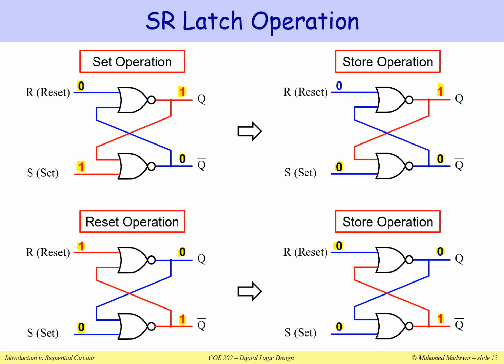So now R equal to 0 and S equal to 0 can give you two possible outputs. It can give you Q equal to 1 and Q bar equal to 0, or it can give you Q equal to 0 and Q bar equal to 1, depending of course on the previous operation. So RS equal to 0, 0 is known as the store operation, and it does not change the outputs Q and Q bar.